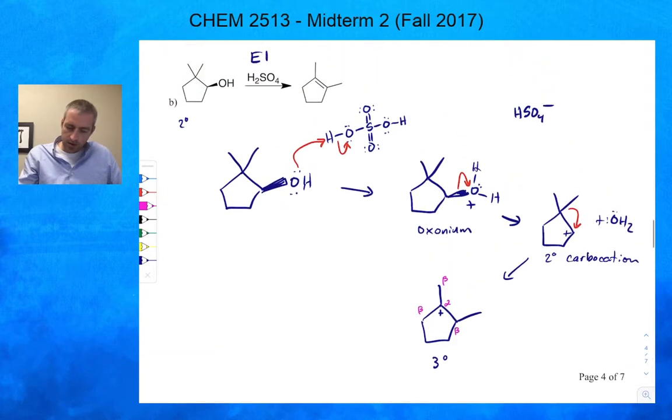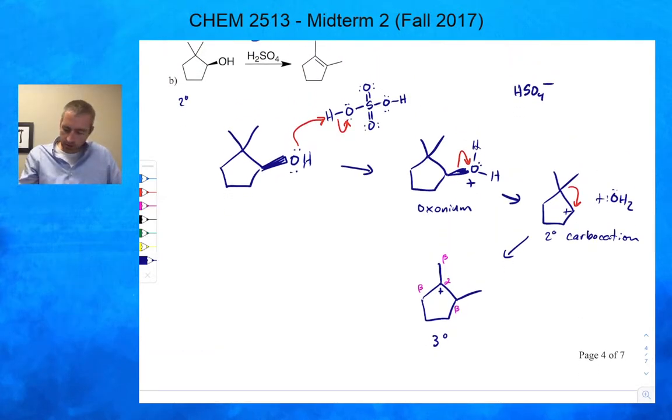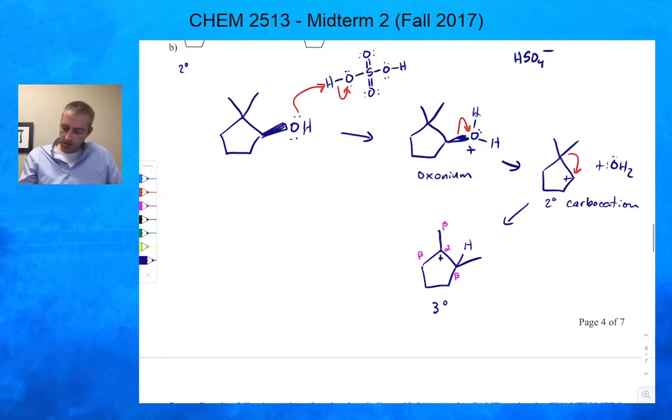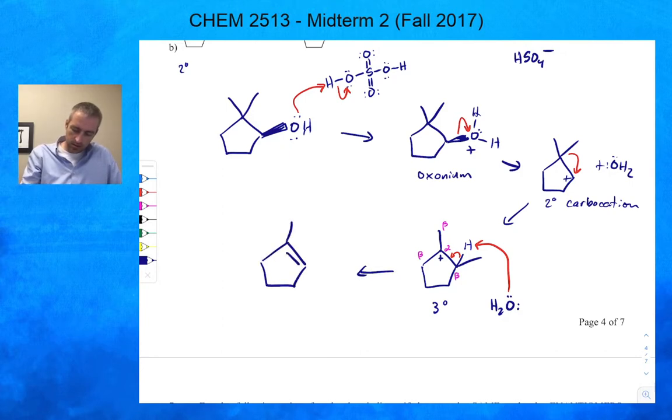And to make the product that we're looking for, the beta hydrogen that we want to remove is going to be over here. We need a base. A decent base to use in this example is water, which we just eliminated in a previous step. So we can do that. Pluck off that beta hydrogen to make this. This is the major product according to the Zaitsev rule, because it's the most substituted. It's a tetrasubstituted alkene.